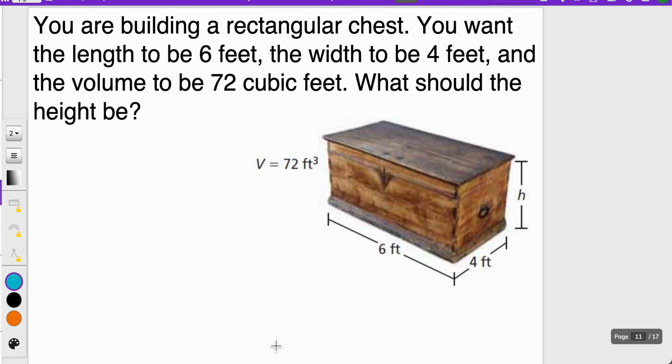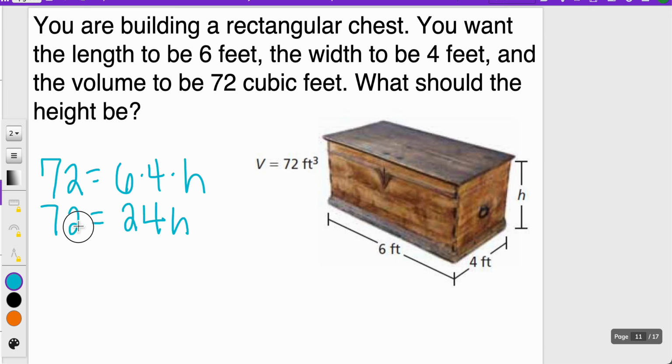All right, next few are just recapping volume and finding missing pieces of it. This is a rectangular chest. We have the length to be 6, the width to be 4, and the volume is 72 cubic feet, so what should the height be? We know that we can find volume if we take the area of the base, which is 6 times 4, and multiply it by the height. Height is unknown, so that means my base is 24 square feet, so all I gotta do is divide both sides by 24. I'm gonna get height as 3 feet.